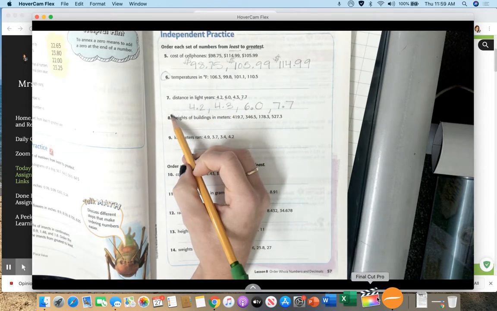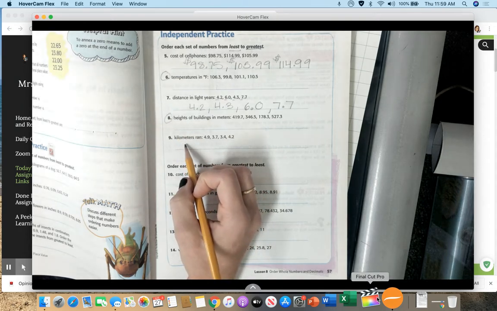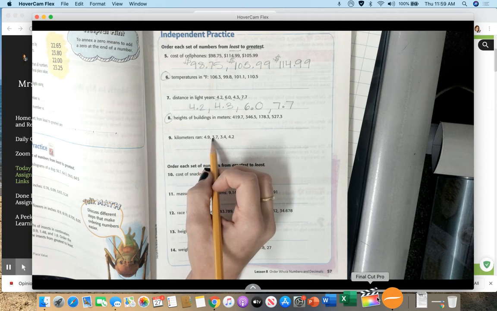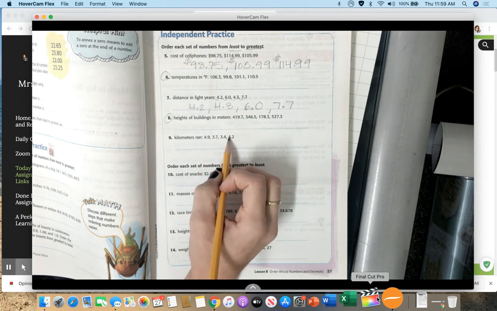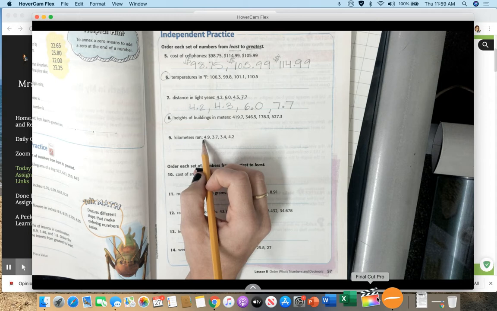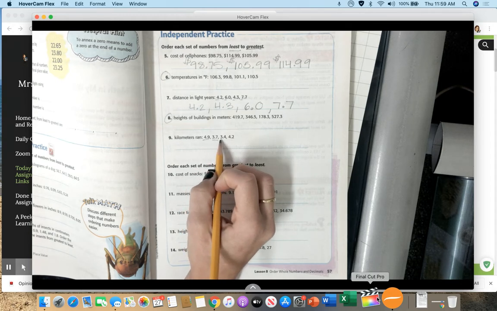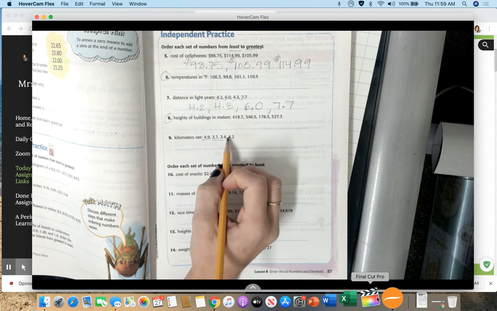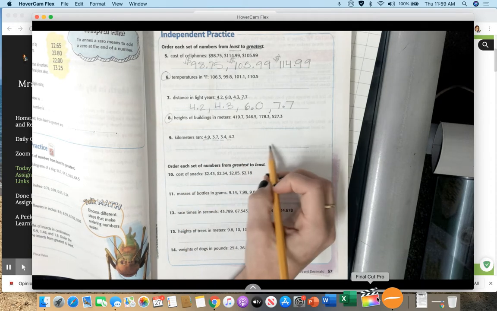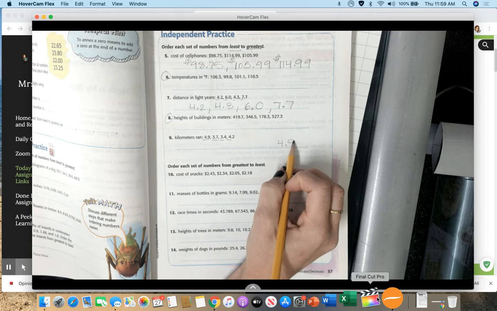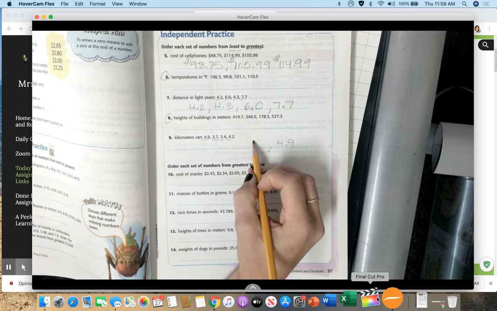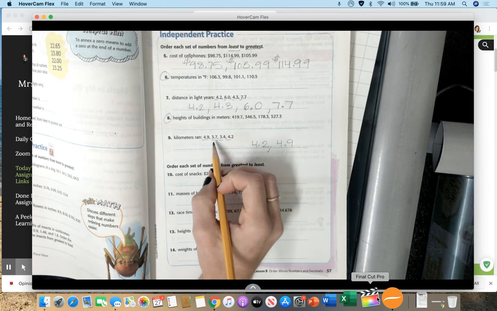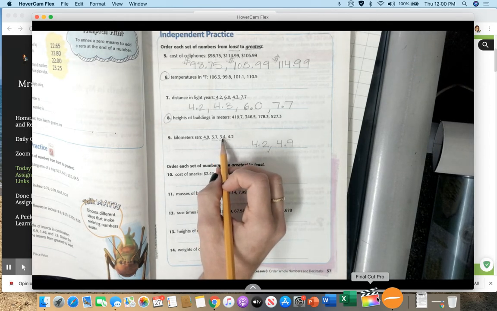Okay, and then I want you guys to do number 8. I will do number 9. Here are kilometers ran. 4.9, 3.7, 3.4, 4.2. So look at the ones place. I have a 4, a 3, a 3, and a 4. Well, I have a 4.9 or a 4.2. 4.9 is the biggest, so I know that's going to go all the way down here. And then it'll go 4.2 before that because it has a 4 also in the ones place. Then I have a 3.7 and a 3.4.